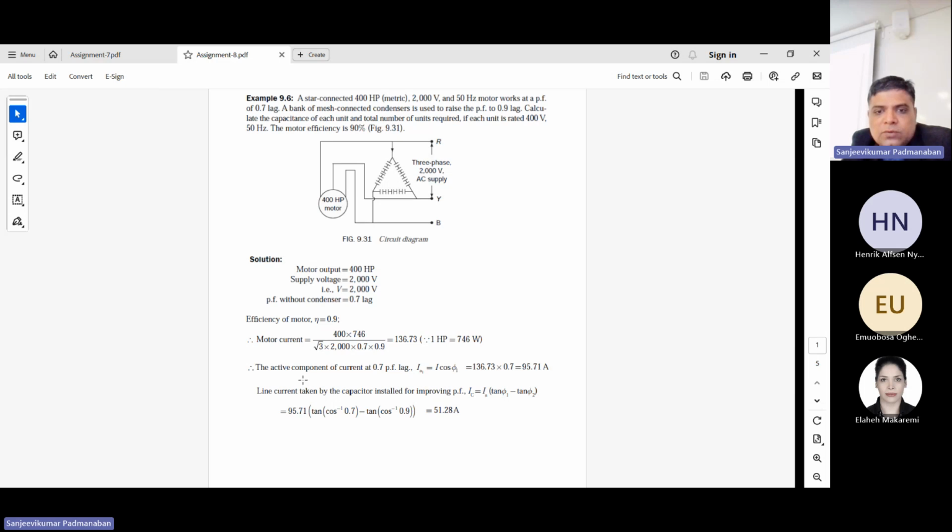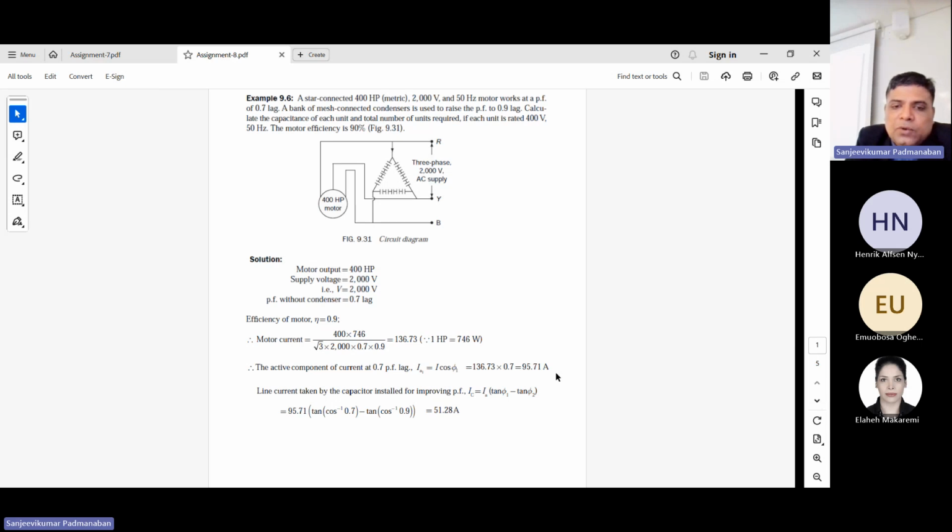Next, I'm going to look at what is the active component of the current at 0.7 power factor. How to calculate the active current? IA1 is given by I cos phi 1. So I have the current, 136.73, which is already calculated from the first step, multiplied by the power factor, which is 0.7. Now I got 95.71 ampere, which is the active current. So the remaining is the reactive current. Can you calculate the active current? How much? 95.71 ampere. Just multiply by the power factor.